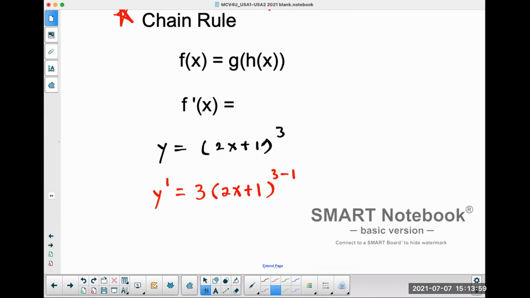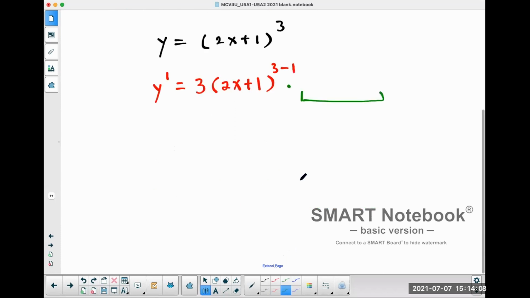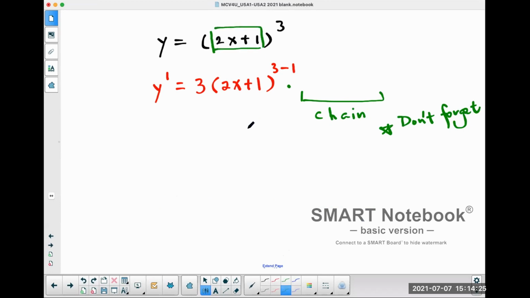But because what's inside is not simply x, you have to add the chain. And this is the most common mistake. A student always forgets about the chain. Don't forget. What you do is you do the derivative of what's inside only. The derivative of the bracket. This is the last thing we're going to talk about today. The derivative of what's inside a bracket.